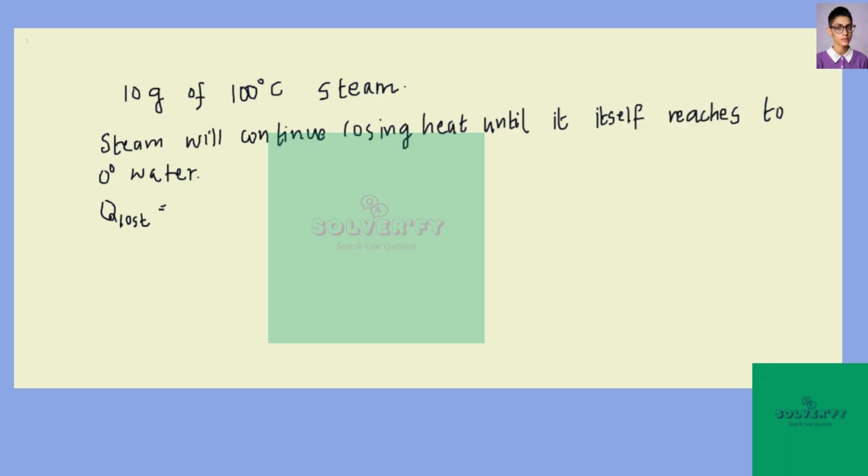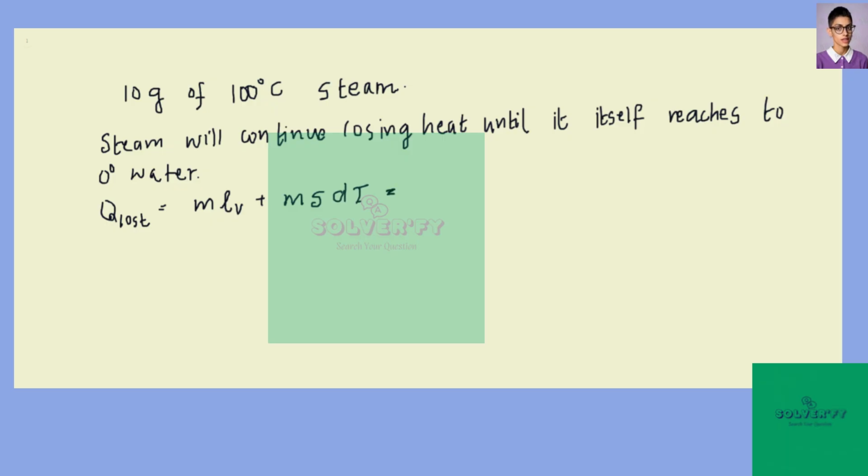Now, first heat lost on changing the phase, that is mass of the steam into latent heat of vaporization, right? Then changing from 100 degree water to 0 degree water. So that is mass into specific heat capacity into dT.